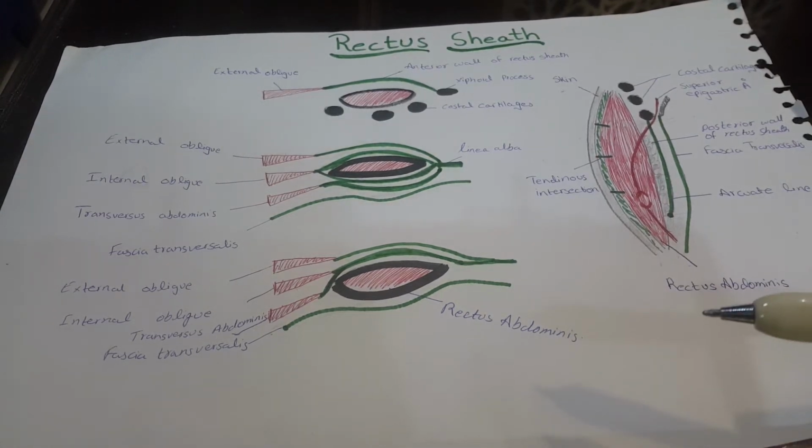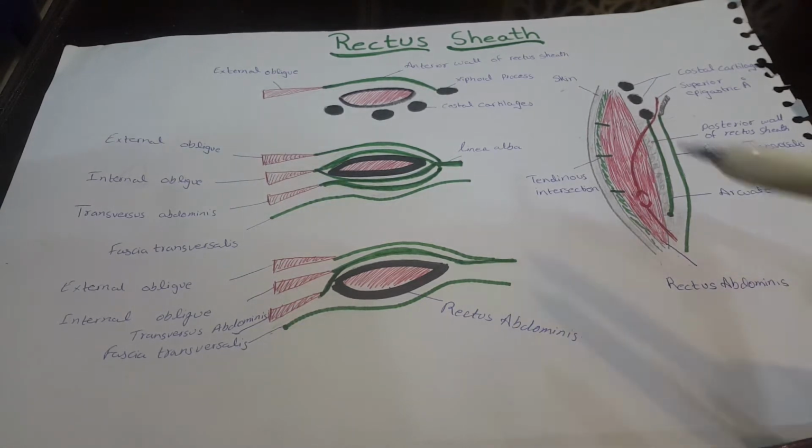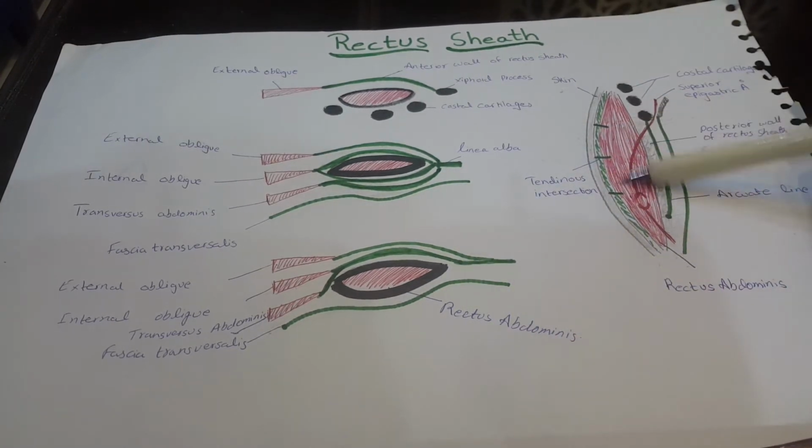Following are the contents of the rectus sheath. In its contents, there are some muscles, arteries, and veins and nerves. So let us discuss the muscles. Rectus abdominis muscle is the chief large content of the rectus sheath. As you can see in these diagrams, this is rectus abdominis muscle.